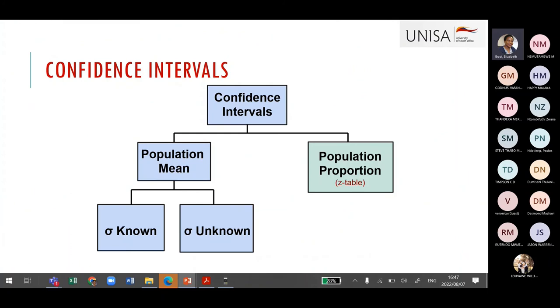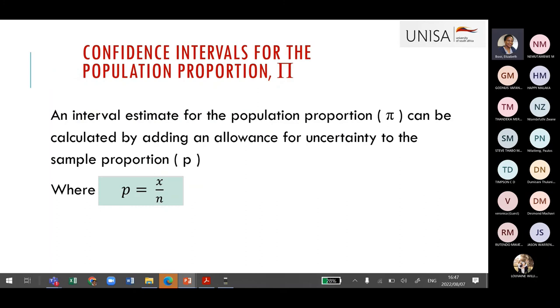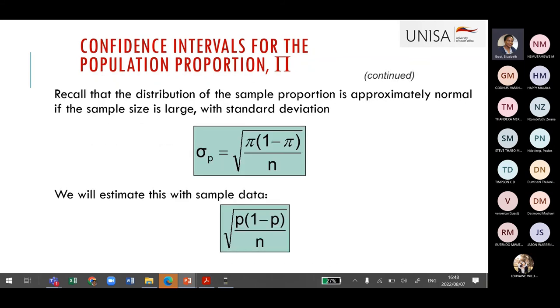Confidence interval for the proportion, we're going to go back to the Z table. When your sample proportion is not given, you will have to calculate the sample proportion. An interval estimate for the population proportion can be calculated by adding an allowance for uncertainty to the sample proportion. If your sample proportion is not given, you will be given the observations satisfying the proportion divided by the sample size, and you can calculate the sample proportion.